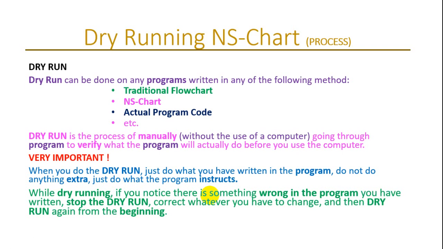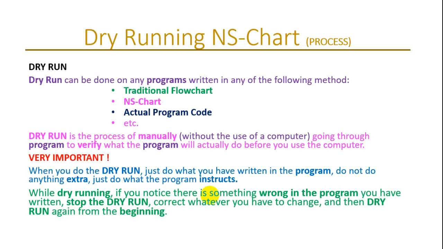The moment you realize, what you have to do is stop the dry run, correct whatever you want to correct, and the most important part again here is re-dry run. That is, start from the beginning again. If you do any changes, if you think your NS chart is not correct and you do some modification, remember you have to start from the beginning and dry run once again, because when you do the modification and start from there, you will not get the actual proper result. So you might get misled.